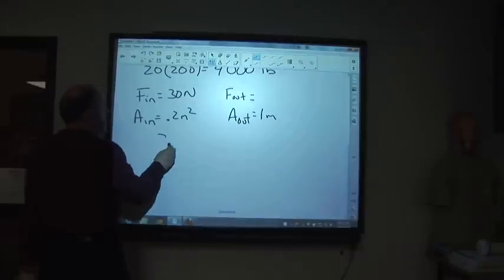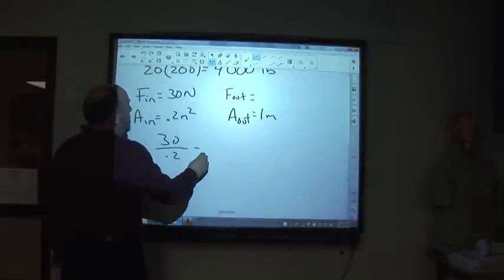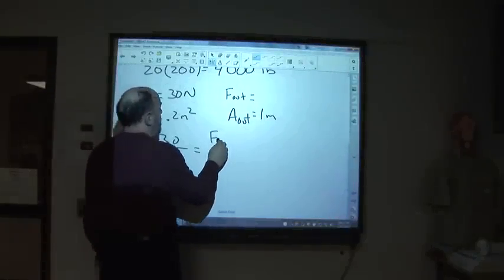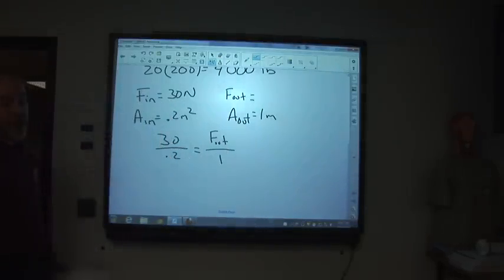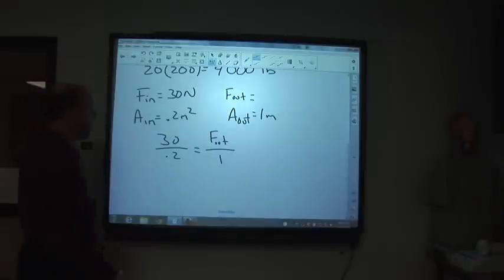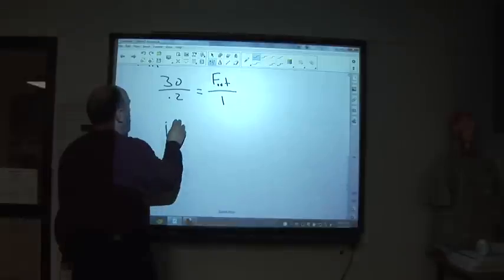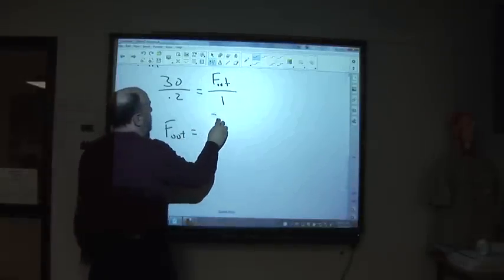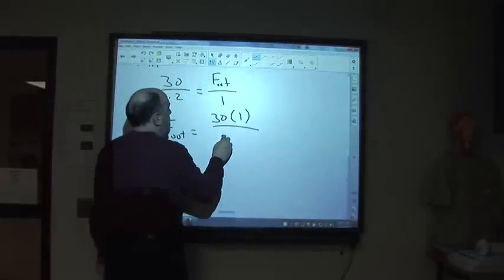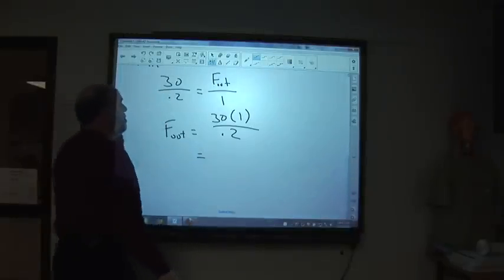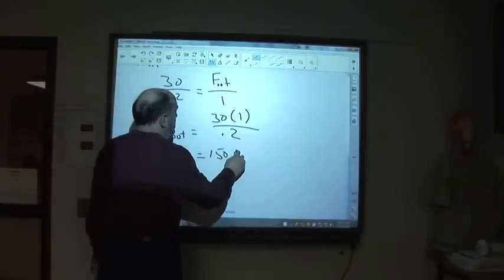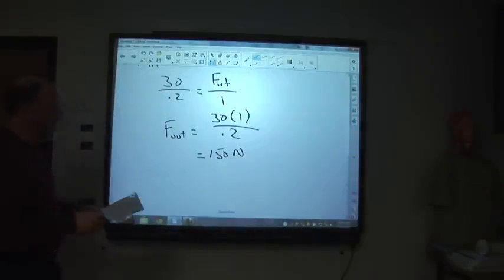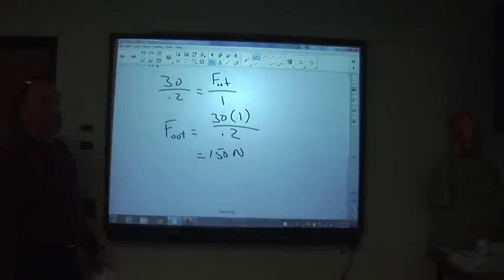So we get 30 over 0.2 is going to equal F out over 1. And so again, the way we solve the proportion is to cross multiply and divide. And so it ends up that the force we get out is going to be 30 times 1 divided by 0.2, and we end up with a force of 150 newtons out. So that is in terms of Pascal's principle.